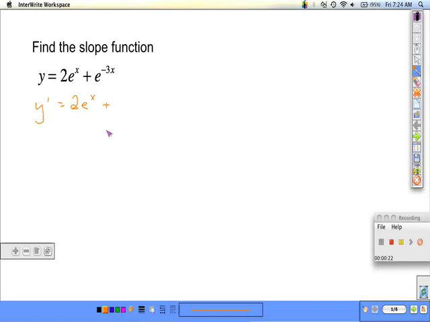The second term, we're going to have to use the chain rule. The derivative of e to the negative 3x is e to the negative 3x times the derivative of negative 3x, which is negative 3. So we have 2e to the x minus 3e to the negative 3x as our derivative.